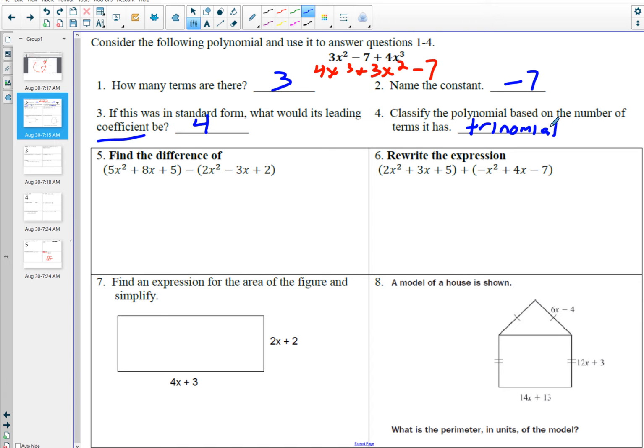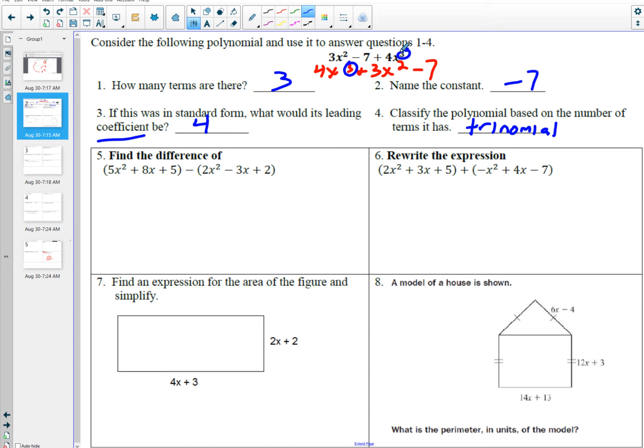Make sure you know the difference between what does cubic mean? The cubic and cubic trinomial, what does it mean? It means that the biggest exponent is that 3. But the word that describes the number of terms is trinomial because there's 3 terms. Okay, so far so good.